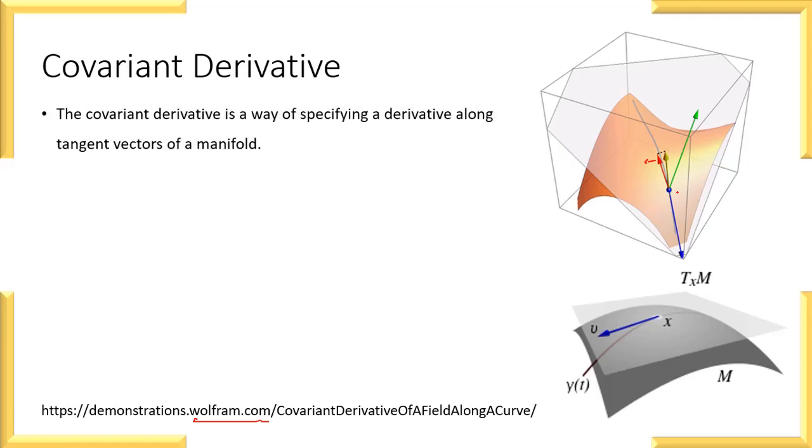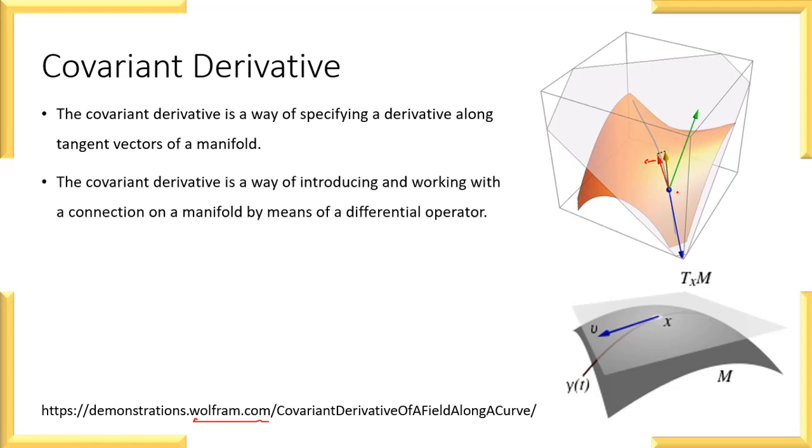The covariant derivative is a way of specifying the divergence along the tangent vectors of a manifold. The covariant derivative is a way of introducing a working connection on the manifold by means of a differential operator. This is also used for connection.